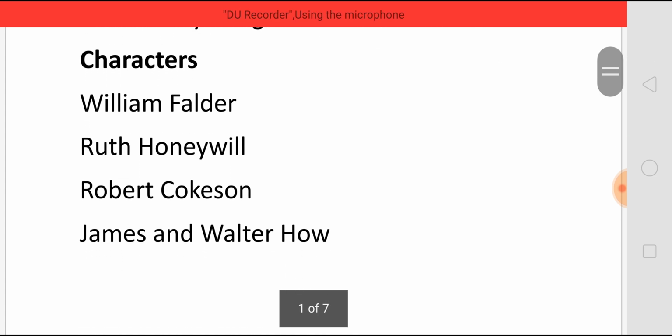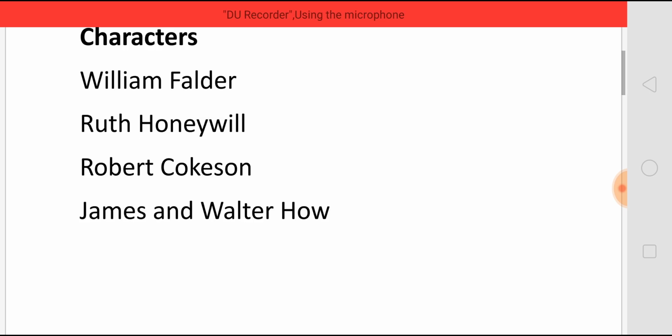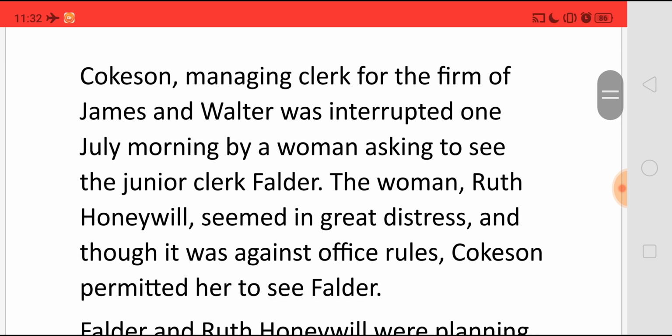And the important characters are William Falder, Ruth Honeywell, Robert Cokeson, James and Walter How. Cokeson is the managing clerk for the firm of James and Walter. Cokeson is interrupted one July morning when a woman comes in and asks for the junior clerk Falder. The woman addresses herself as Ruth Honeywell, and she seems to be very much disturbed. According to the office rules, private matters cannot be discussed during office hours on the office premises. But seeing her in great distress, Cokeson says, "Okay, you can go and see Falder."